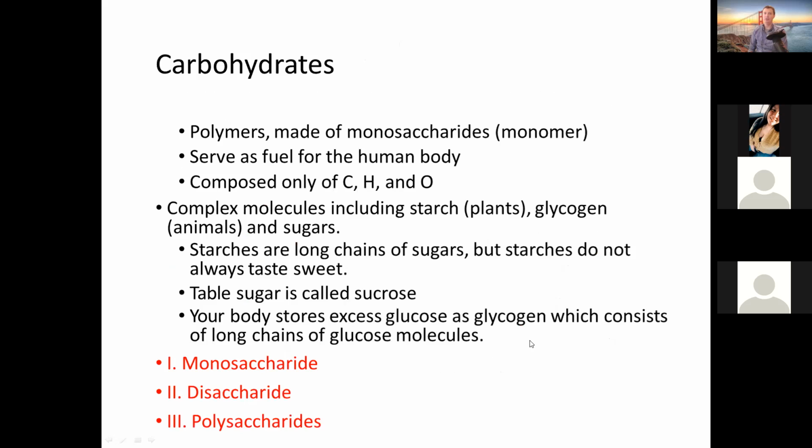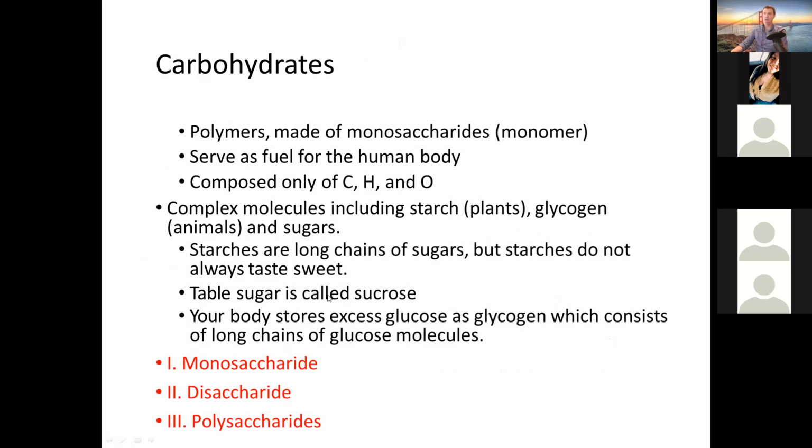Okay, so carbohydrates are another macromolecule. These are also polymers made of monosaccharides. They serve as fuel for the human body, and they're composed of carbon, hydrogen, and oxygen. These can make complex molecules, including starch in plants, glycogen in animals, and sugars. So starches are long chains of sugars, but starches do not always taste sweet. Table sugar is sucrose. Your body stores excess glucose as glycogen, which consists of long chains of glucose molecules.